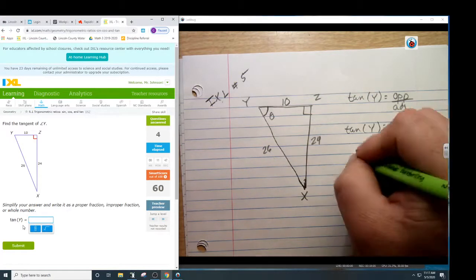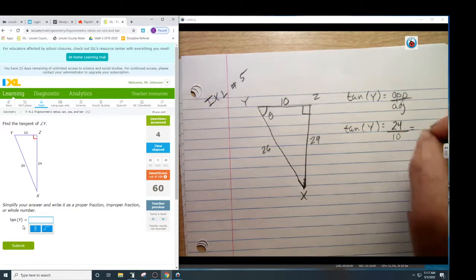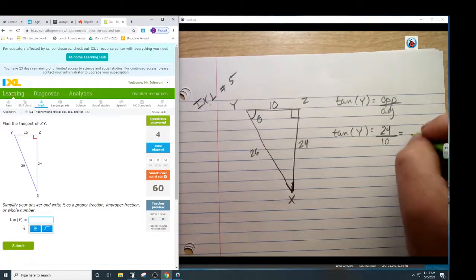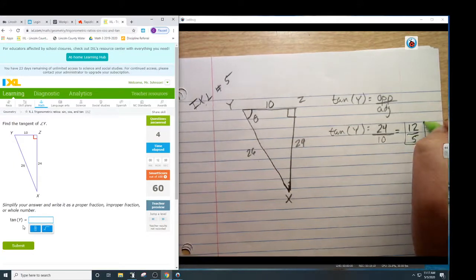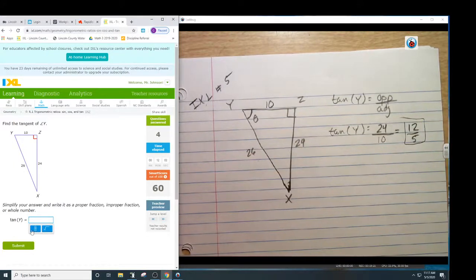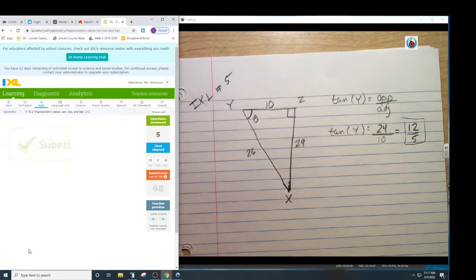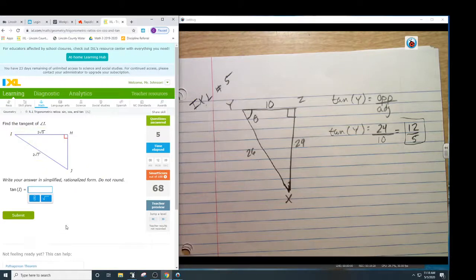Okay. So if we reduce that, we're going to reduce that by a factor of 2. 12/5. And this is your answer. Okay. Let's put that in there. 12/5. There you go. Okay, that's what we got here.